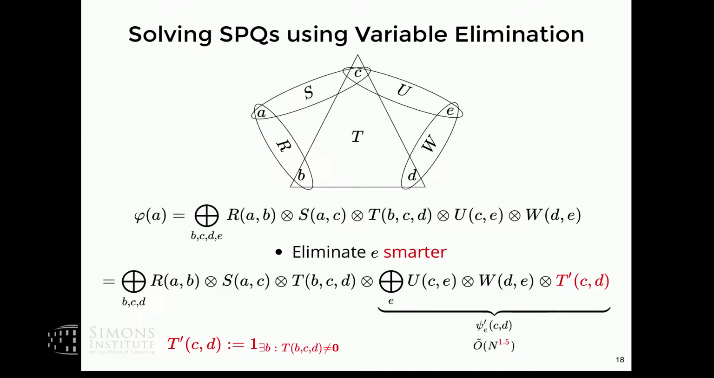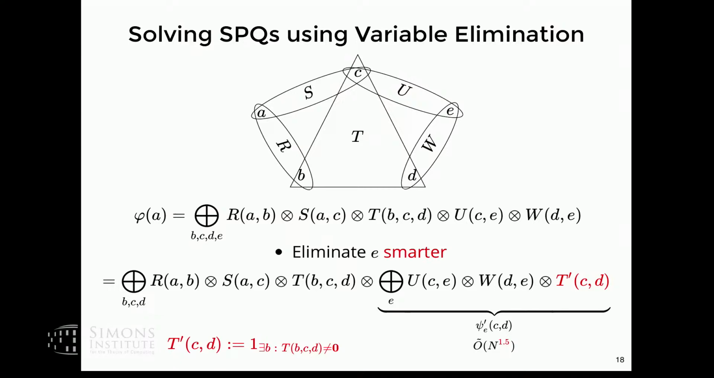And now when we eliminate E, we have a triangle. Instead of just including those 2 relations, now we have this T prime, which is spanning CD. And this is a triangle that we can now solve using a worst case optimal join algorithm to get n to the power of 1.5. So this is the strategy that we are going to use to solve SPQs.